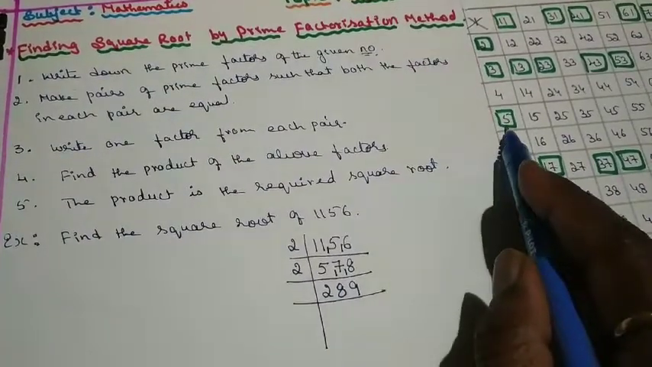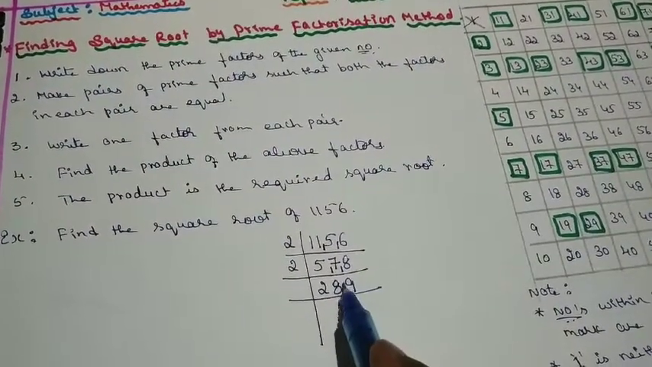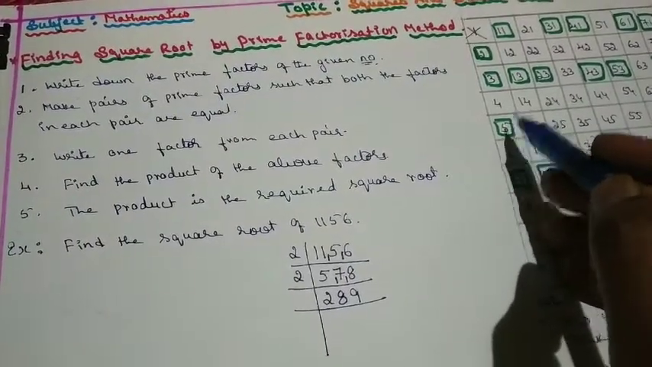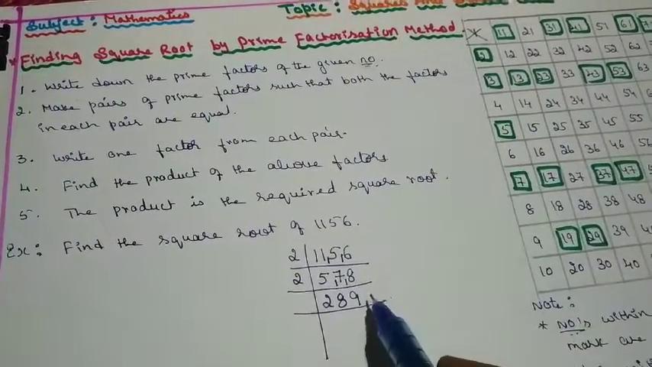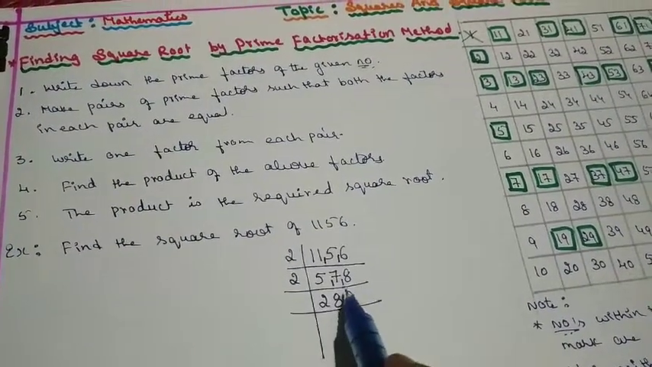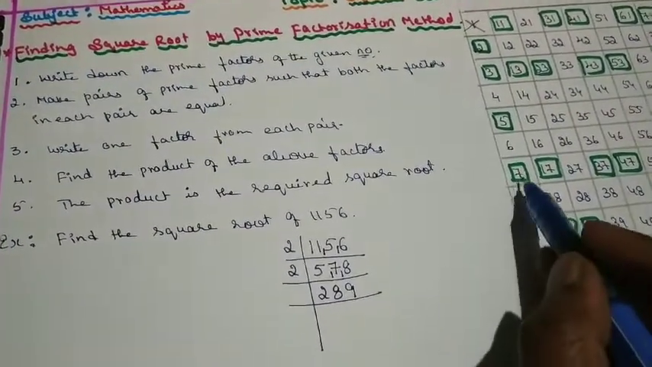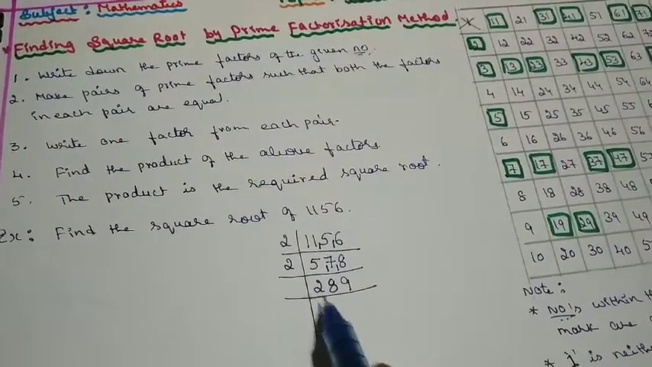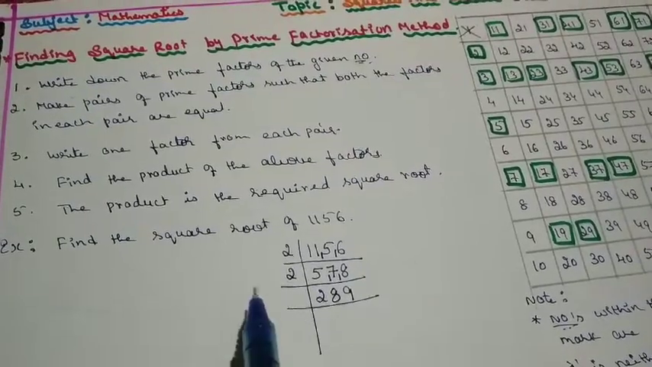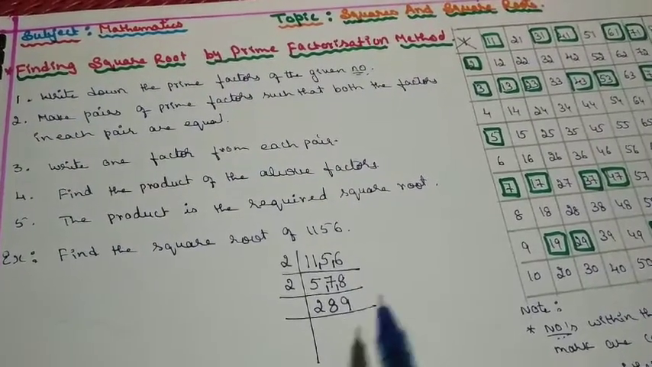Next prime number 5. To have a factor of 5, in the ones place we have either a 5 or 0. So it is not possible in the 5 table. Let me go with 7. 7 4s are 28, but 9 doesn't come in the 7 table. So we are not supposed to go with the 7 table also.